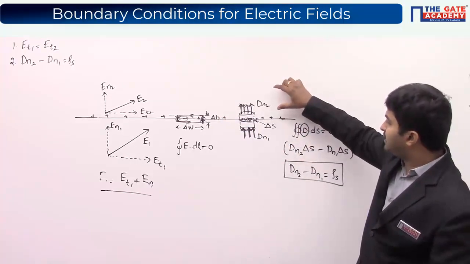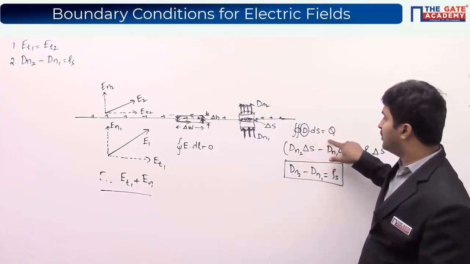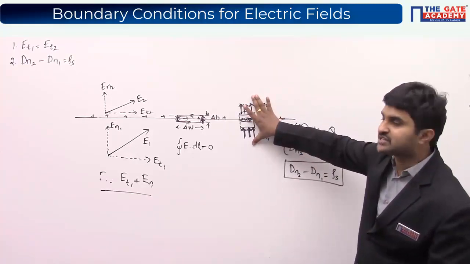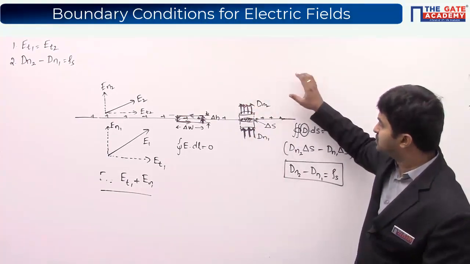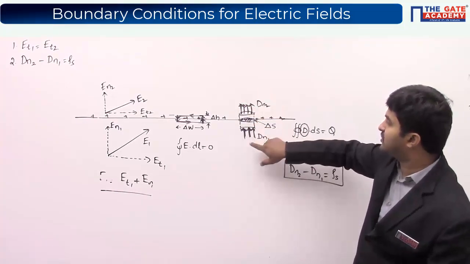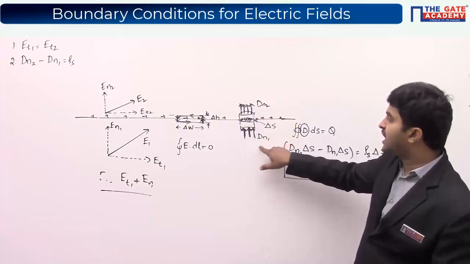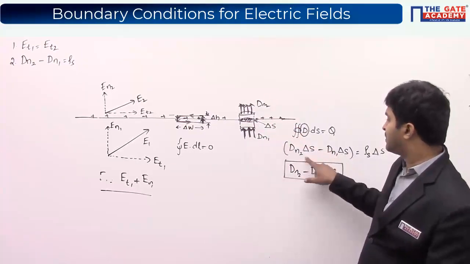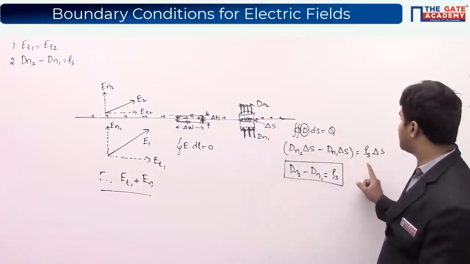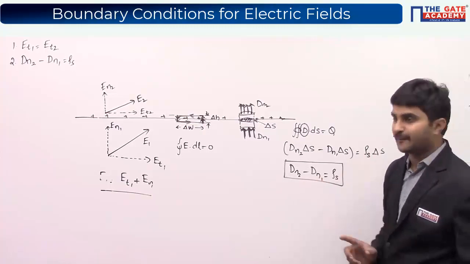So the closed surface integral of D dot dS is equal to Q, which says that the net flux lines coming out are equal to the charge enclosed. The net is outgoing minus incoming. dn2 multiplied by del s is the outgoing, and dn1 multiplied by del s is the incoming. So dn2 into del s minus dn1 into del s equals the charge enclosed, which is rho s del s. If you solve it, you get dn2 minus dn1 is equal to rho s.